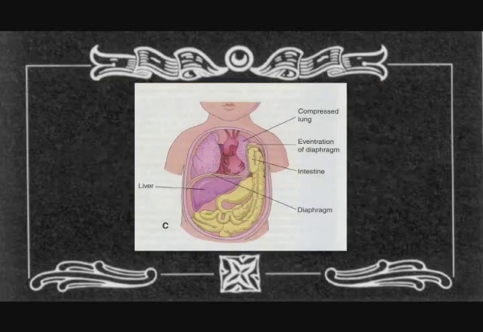Alternatively, a condition known as eventration of the diaphragm may have occurred. This is less common than posterior lateral defect, but is broadly similar. In this condition, the diaphragm forms more completely than in the case of posterior lateral defect, but the musculature that does develop is still defective.